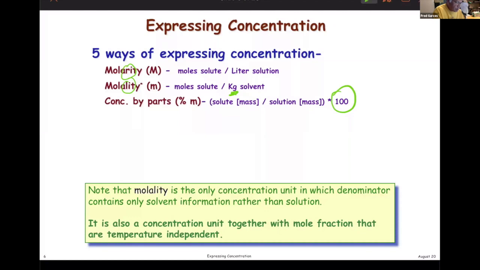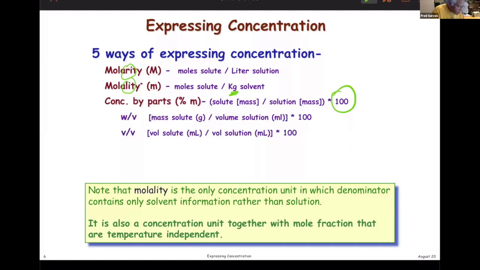But sometimes, because the concentration is so low, we don't multiply it by 100. We multiply it by 1,000,000. And when we multiply not by 100, but by 1,000,000, 1 times 10 to the 6, then the new unit is called ppm, or parts per million. Or if we multiply by 1,000,000,000, 1 times 10 to the 9th, then the unit that we express that concentration in is ppb, parts per billion.